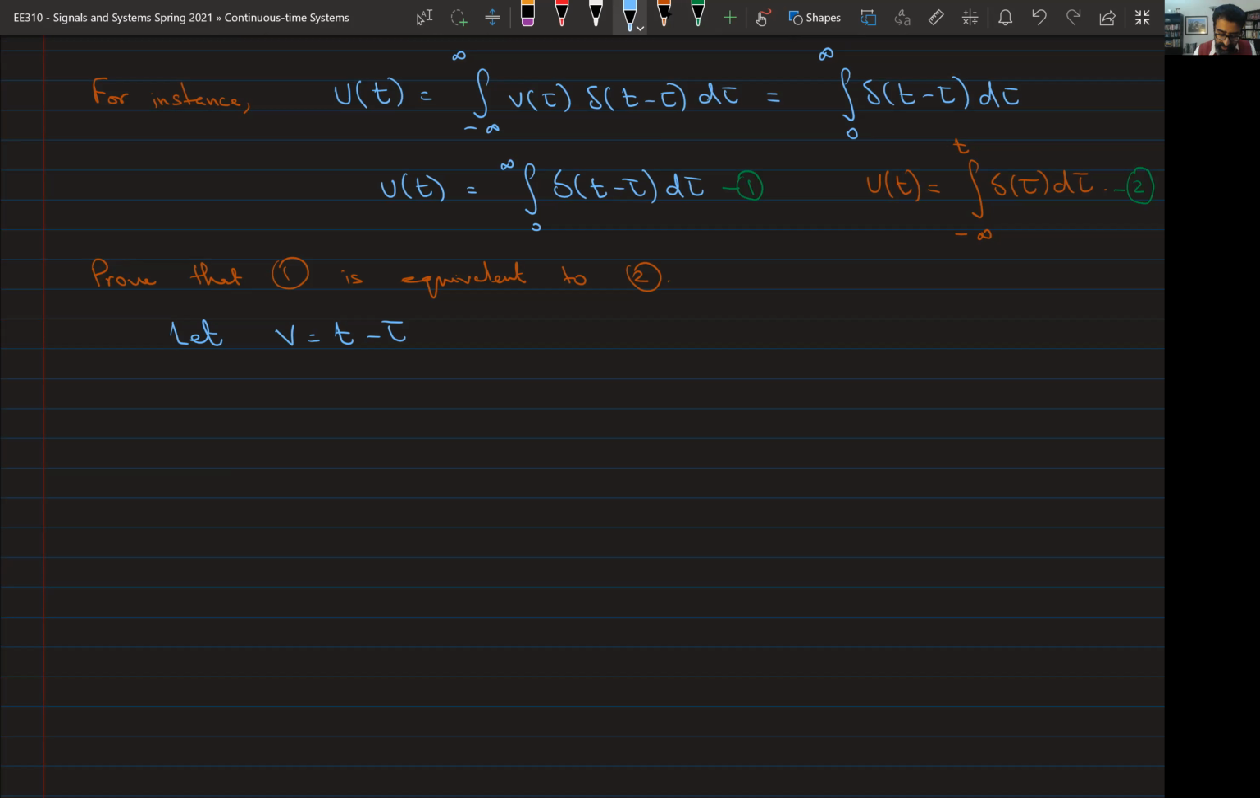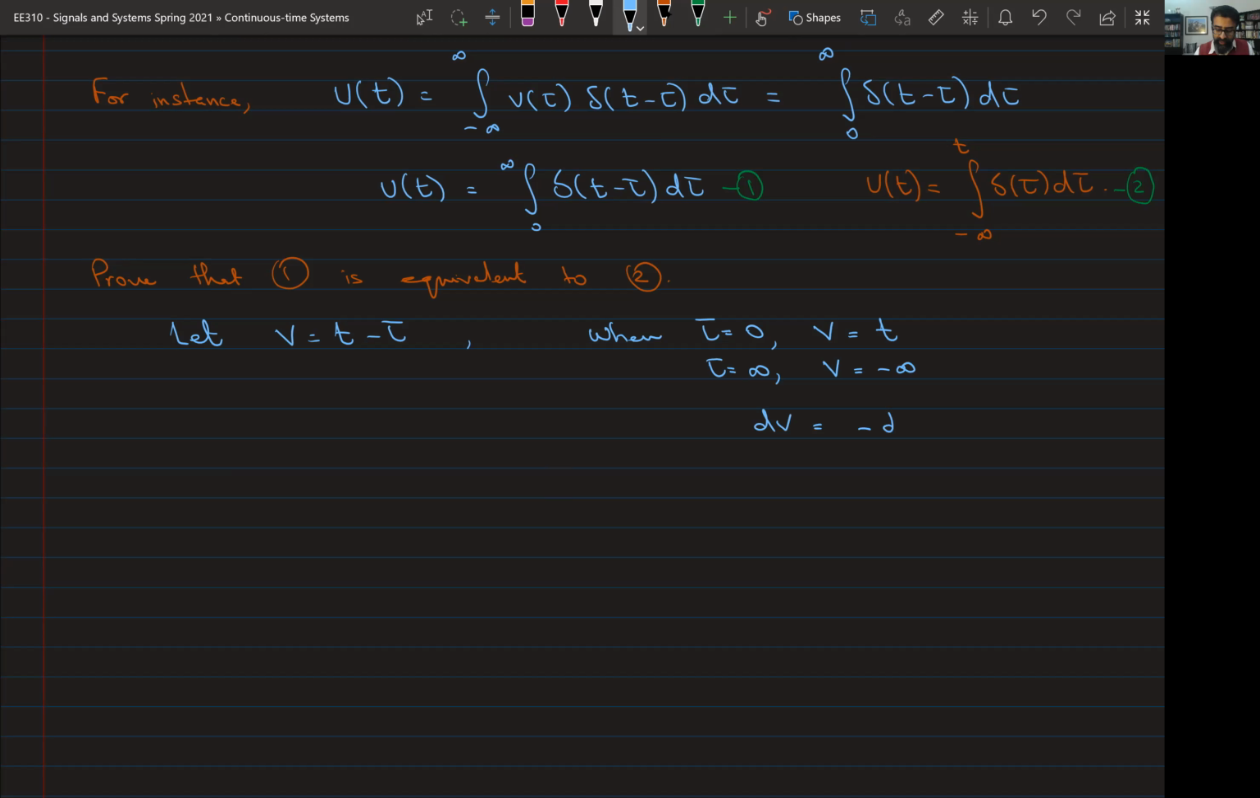So if v equals t minus tau is the change of variable that I make, what happens to the limits? So when tau equals 0, what is v? V is t, right? And when tau equals infinity, v equals minus infinity, right? And d tau is equal to what? Or in other words, dv equals minus d tau, right?